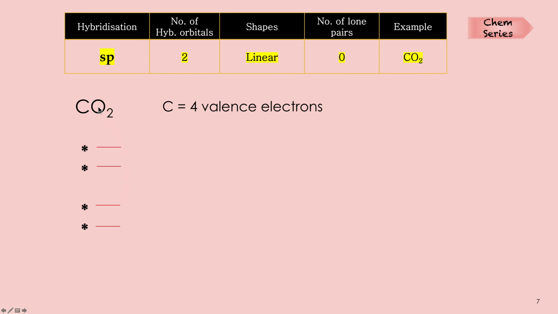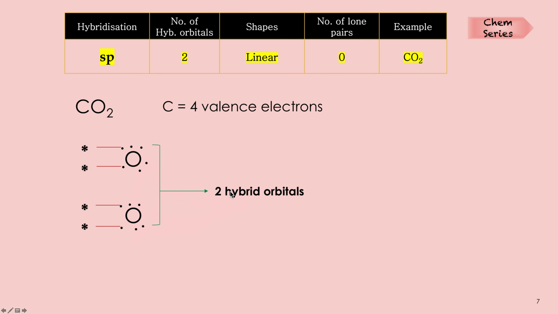So we have 2 oxygen atoms. Each oxygen atom will bond to carbon with a double bond, right? Oxygen has 6 valence electrons. So 2 valence electrons of carbon and 2 valence electrons of oxygen will combine to form a bond. And these will be the lone pairs of oxygen.